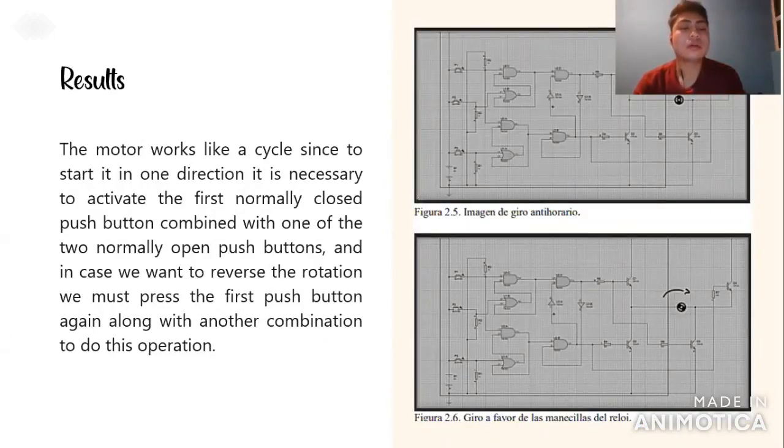As a result, the motor works like a cycle sensor. To start in one direction, it is necessary to activate the fixed normally closed push button combined with one of the two normally open push buttons, and in case we want to reverse the rotation, we must press the first push button again along with another combination to do this operation.